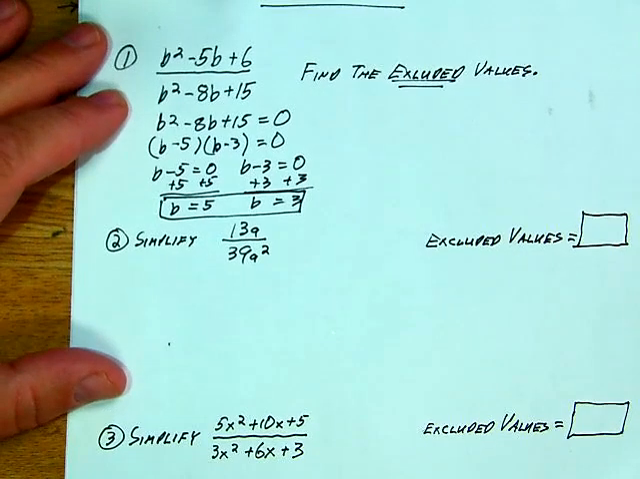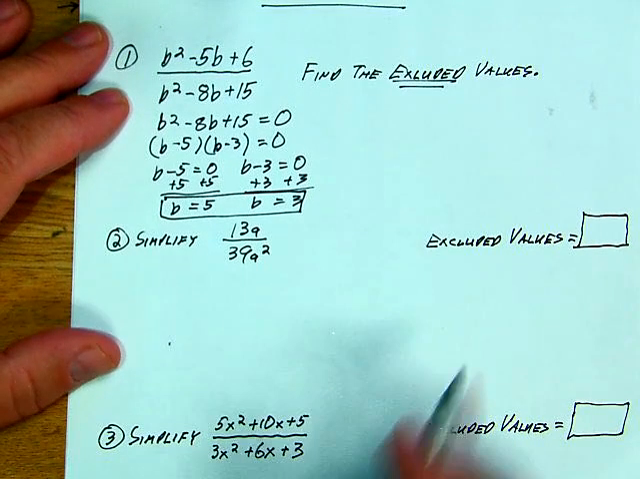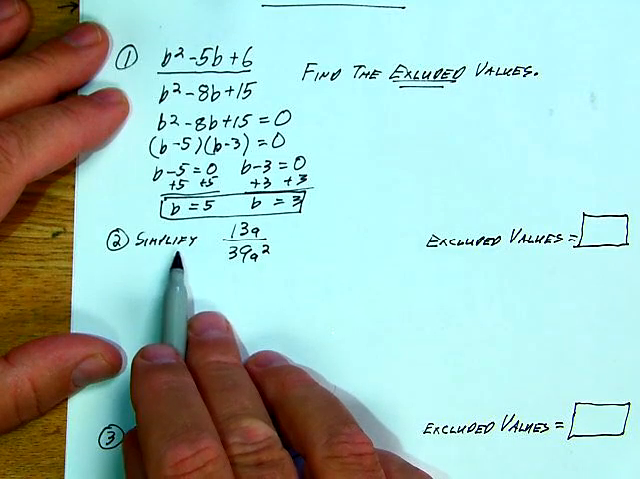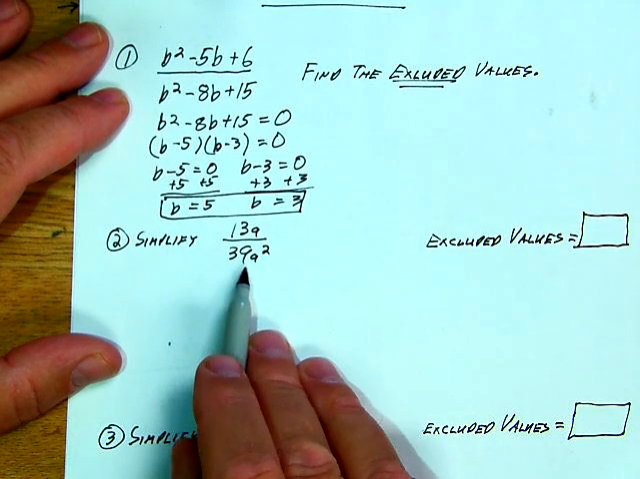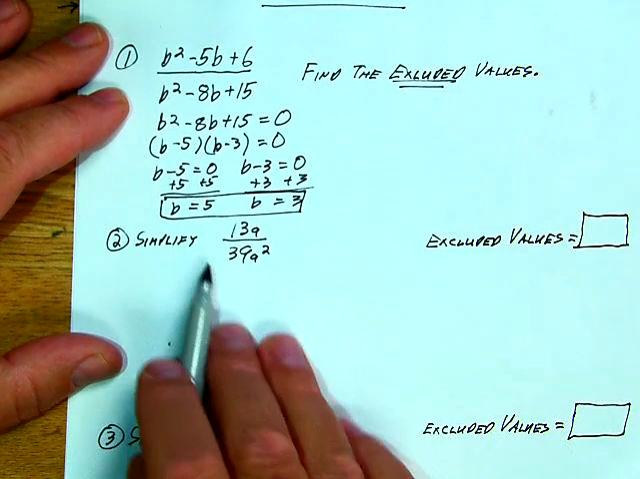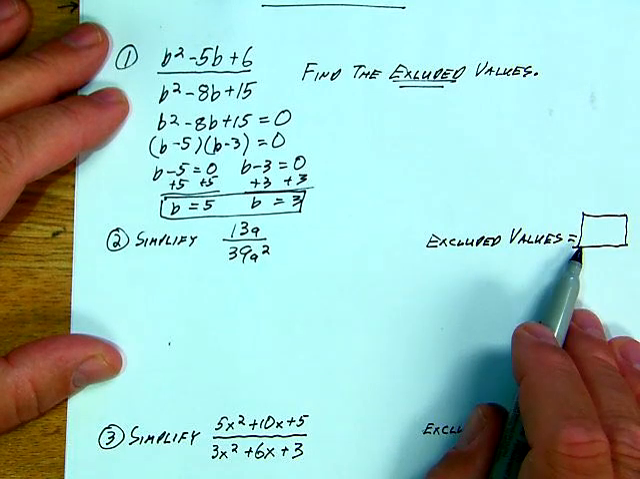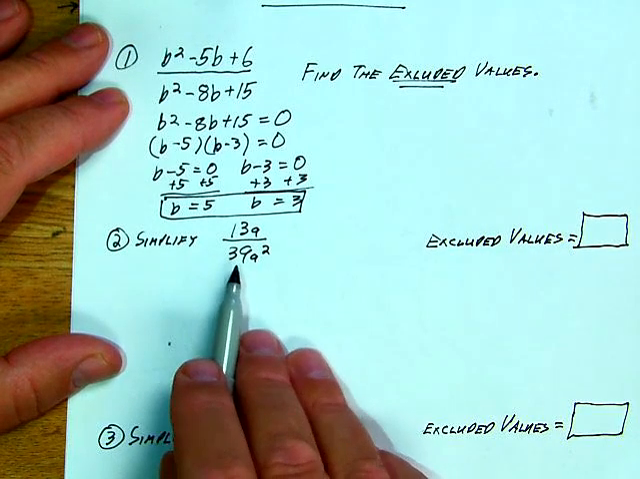Now in problem number 2, they ask the same basic thing. I need to know my excluded values, but at the same time, it says simplify. So I've got to have two answers now. I've got to simplify this rational expression, and I've got to find the excluded value. Let's simplify first.